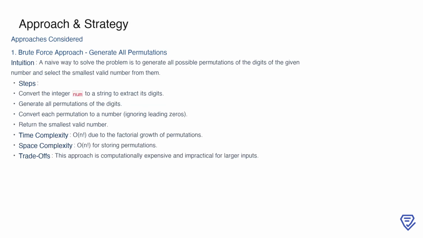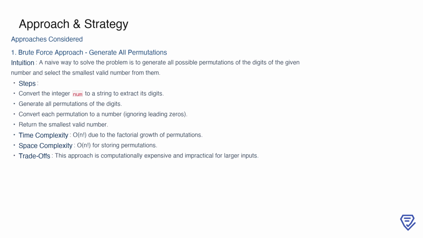To solve the problem of finding the smallest value of a rearranged number, one approach we can consider is the brute force method. The idea here is to generate all possible permutations of the digits of the given number and then select the smallest valid number from them. To do this, we first convert the number to a string so that we can extract its digits. Then, we generate every possible arrangement of these digits. After that, we convert each permutation back into a number, making sure to ignore any leading zeros. Finally, we return the smallest number from the valid results.